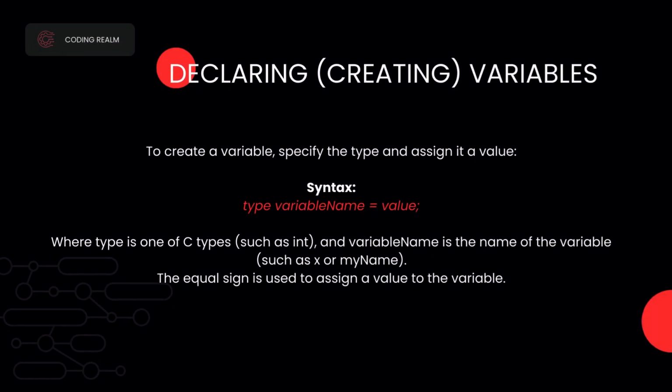To create a variable, specify the type and assign it a value. Look at the general syntax: type variableName = value; where type is one of the C types, such as int, and variableName is the name of the variable, such as x or myName. The equal sign is used to assign a value to the variable.